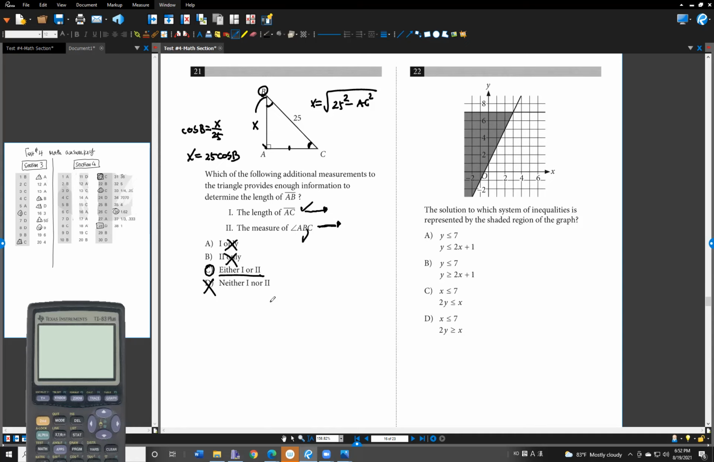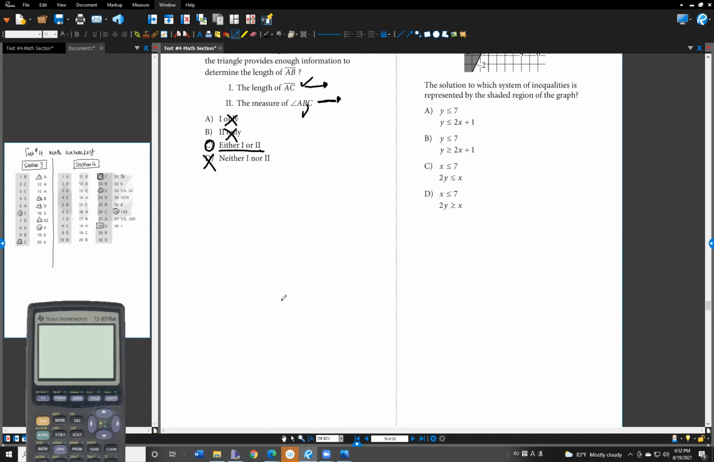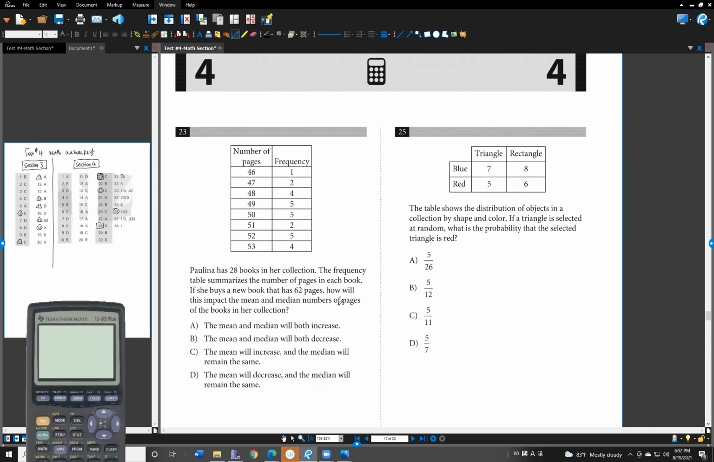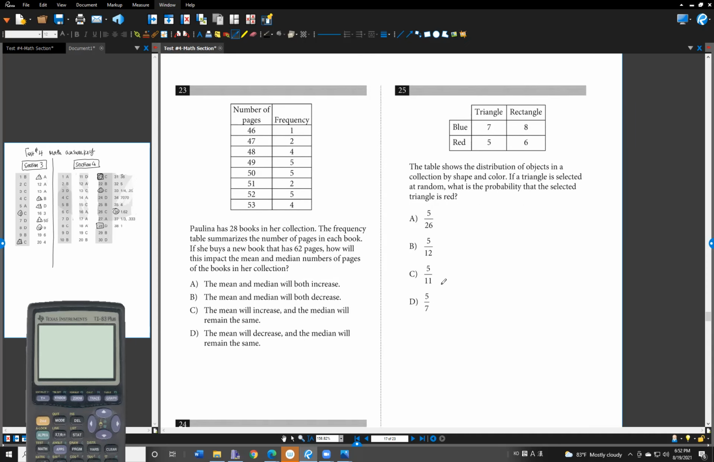All right, number 23. Yeah, number of books. Okay, what is number of books? 28 books in her collection. The table summarizes the number of pages in each book. Okay, the number of pages is 46 pages, one book, 47 pages, two books, and 4 books will have around 48 pages, something like that, okay?